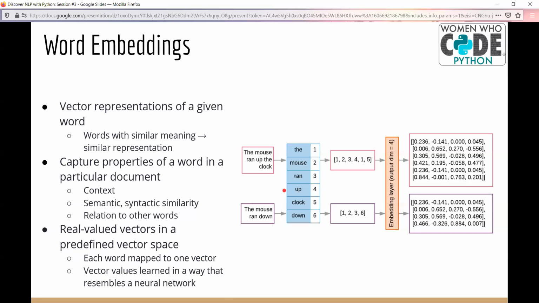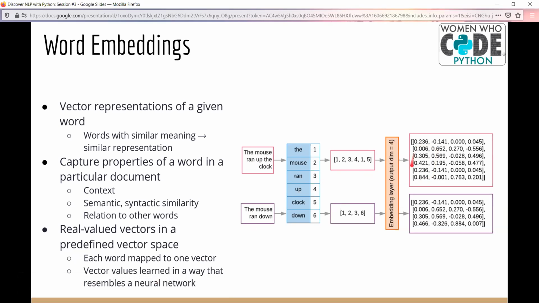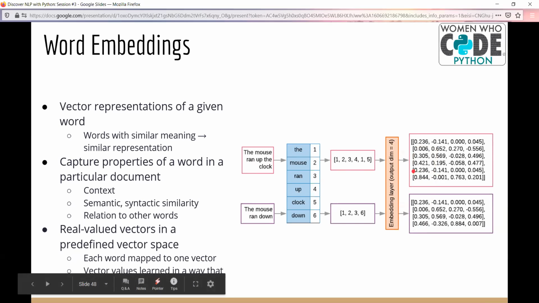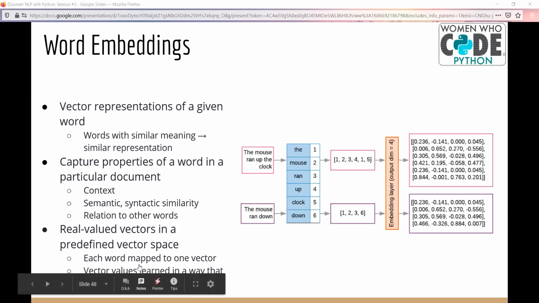Let's talk about the example here. The mouse ran up the clock. This is one sentence, and this is another sentence: the mouse ran down. In this case, we are going to form this four-dimensional embedding layer based on the similarities. As you can see, in both the sentences we have "the mouse ran" the same. So for the first three rows, you would find that the numbers are the same, and that's because the words are the same. When we map this into the vector space, we are going to see that similar words would be put very near to each other based on how similar those are.